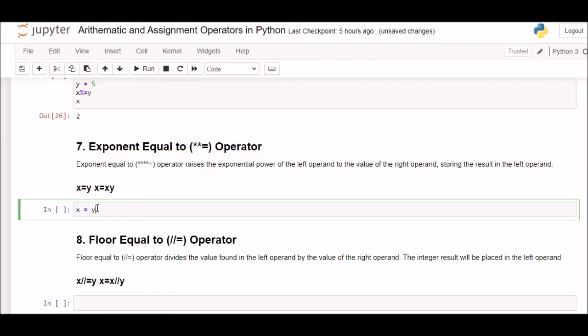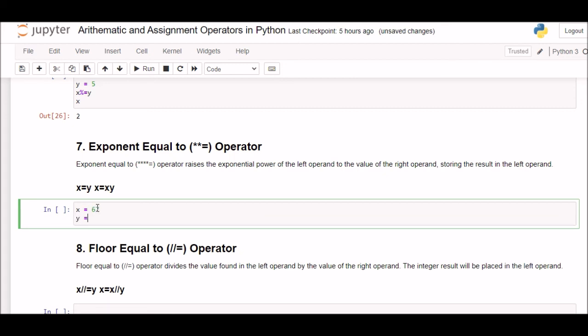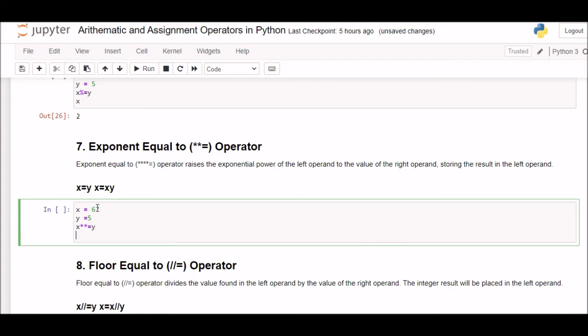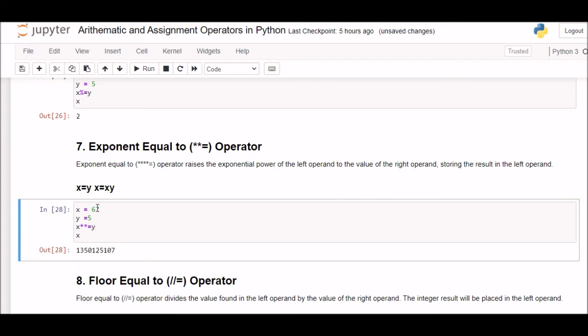x = 67, y = 5. In the next line, x **= y and then x. Let's run the code. It returns 67 raised to the power 5. Okay, and it's equivalent to x = x ** y, and the result is stored in the left operand, meaning in x.